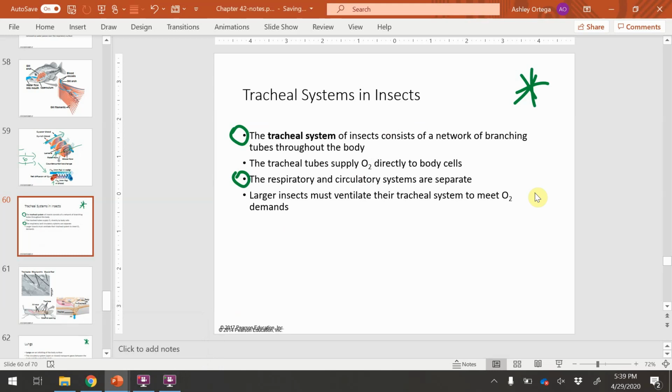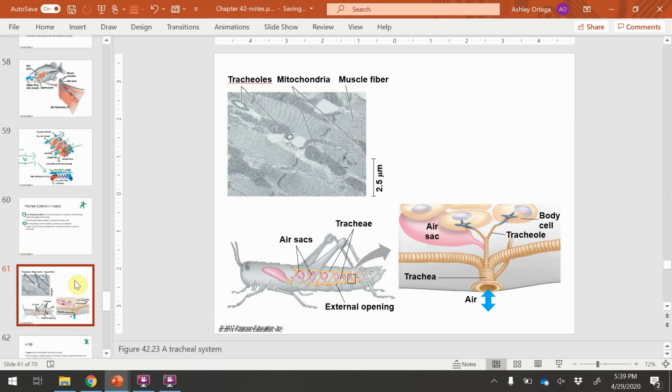Okay, so the tracheal system of insects. To meet the large demands of oxygen, they have to use their body movement to help propel that through. So let's take a look at that image here. On this grasshopper, you can see they have external openings along the lateral side of their body, the left and right sides, ranging from about the midsection of their body to the posterior end. You can see these external openings have valves that will open and close to the trachea.